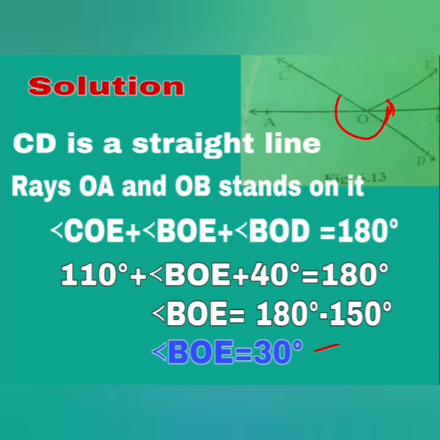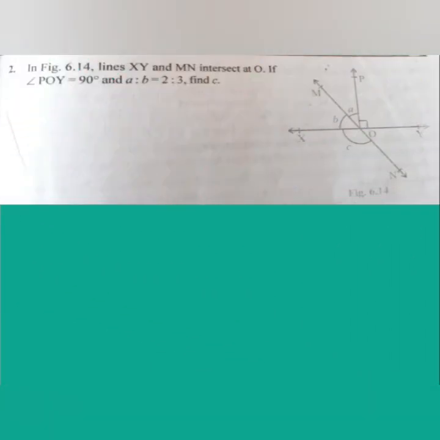When we use this straight line, we use the concept of straight angles, which is equal to 180 degrees. That concept we use and we calculate the measurement of these two angles. So let's move on to the second question.